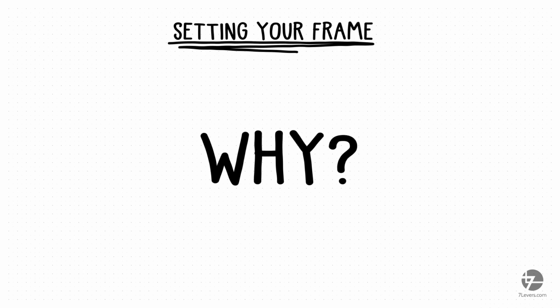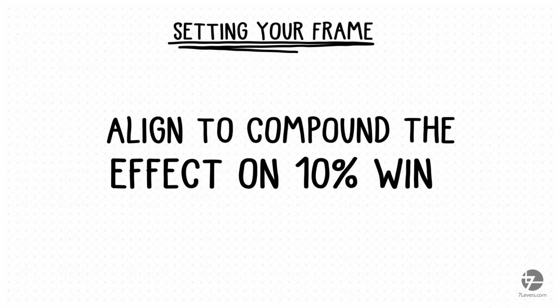Well, the 7 levers follow the profit through your business. This is the profit journey that we've already talked about and shown with the 7 levers canvas. These 7 levers act as a group, and they need to line up so that they can compound their effect when we apply our 10% wins.